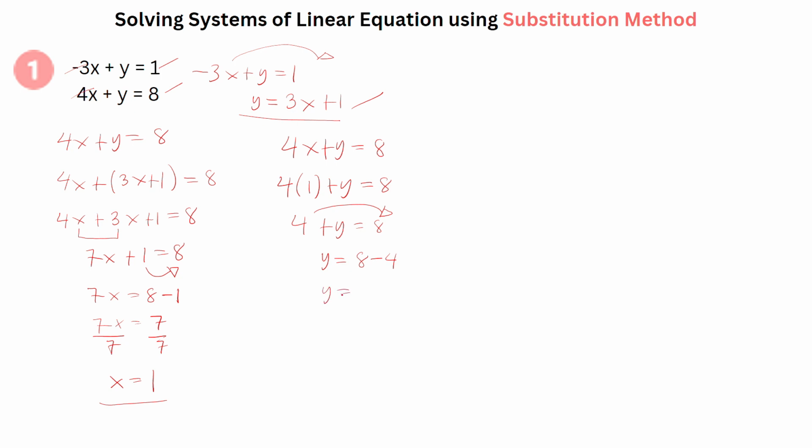So y is equal to 4. So we're done already. Again, we need to solve for the value of x and y. And then if you're asked what is the solution, your answer should be what? 1, comma, 4, x, comma, y, right? I hope this one is clear with you.